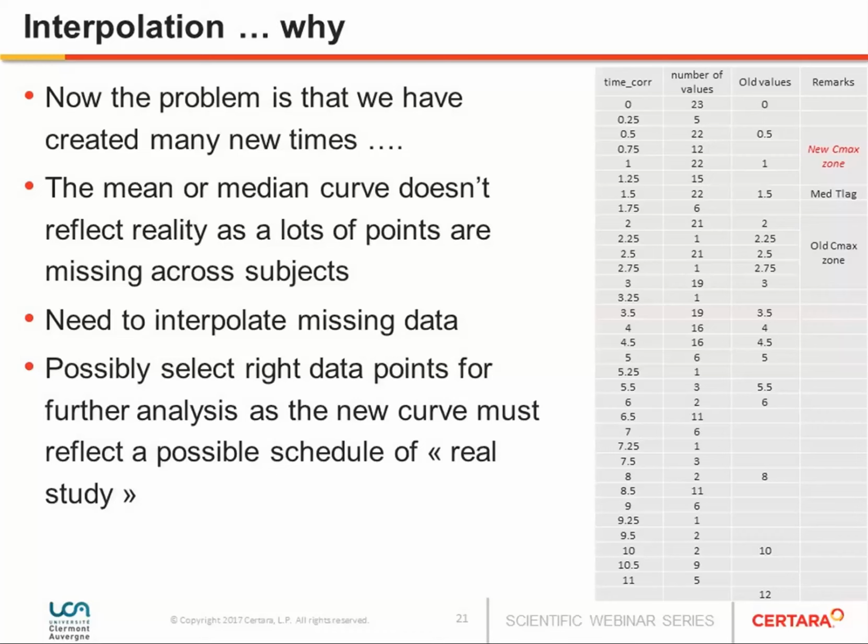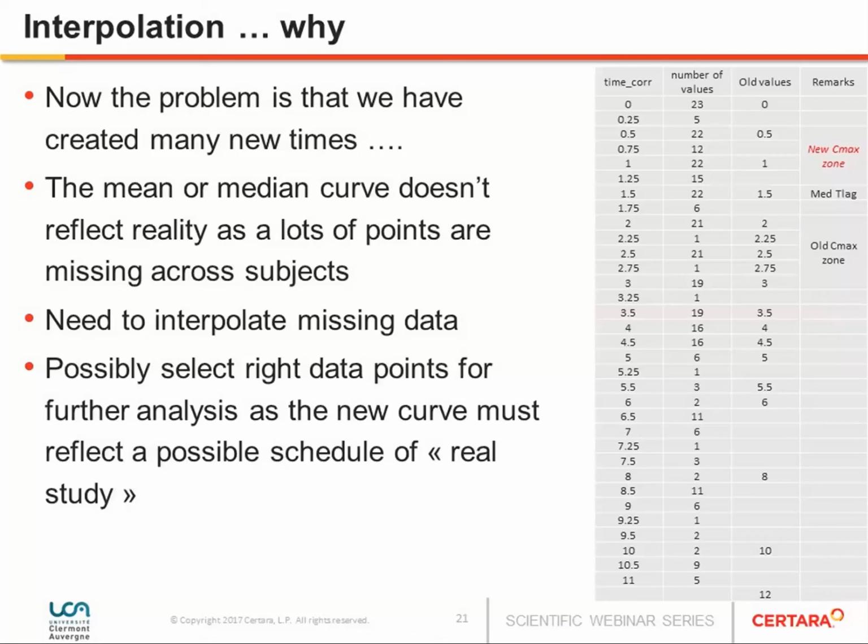23 times 0. That means all my subjects, because I have 24 subjects, minus 1. And in this case, I have something which is quite common for all the subjects. For the time, a quarter of an hour, 0.25, I have only 5 subjects now which exhibit 0.25. I have 22 subjects which exhibit 0.5 hours, and so on.